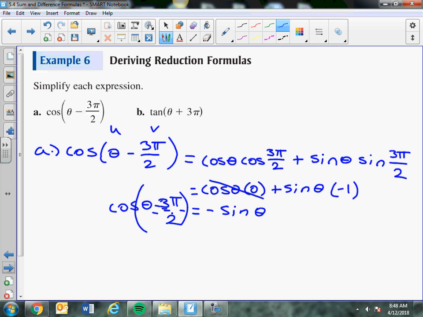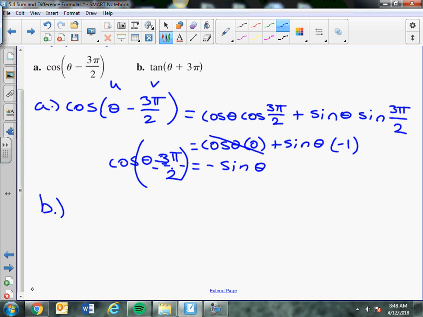All right, so let's go to letter B. Okay, on letter B, we have tangent of theta plus 3 pi. All right, and then I'm going to go to my tangent formulas. Now, we haven't used a tangent formula up until this point. So this would be a tangent sum formula.